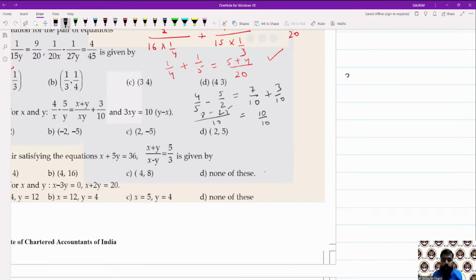That is 3xy. So 3 into 2 into 5 is equal to 10 into y minus x. So 5 minus 2. So 30 is equal to 30. So both sides are equal. That means option number D is satisfying the equation. So D is the correct answer.